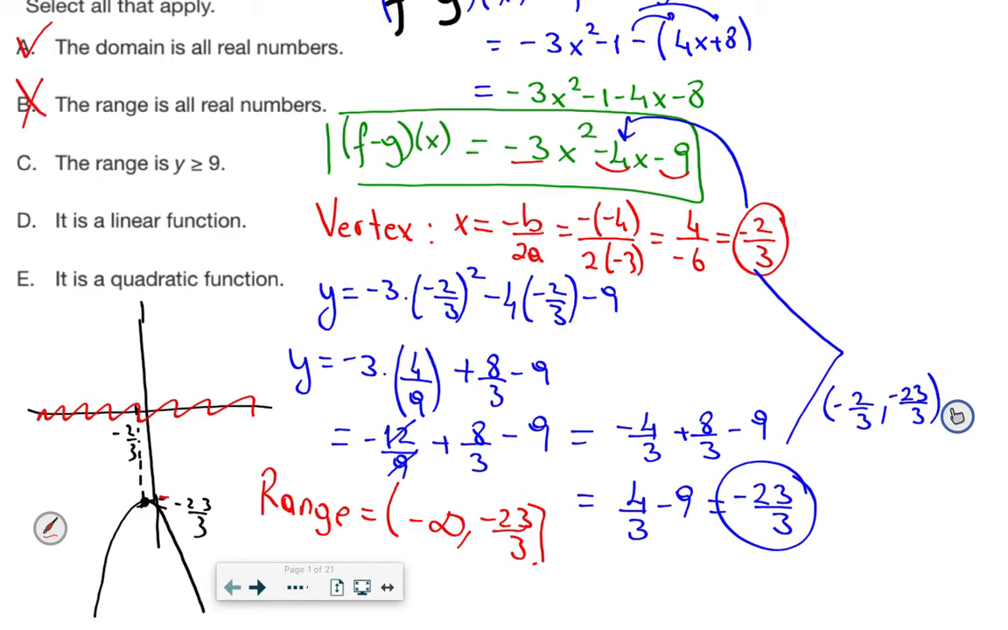The range is y is greater than or equal to 9. No, this is not true. It's a linear function. No, it's not linear. It's a quadratic function. Yes, E is also correct.